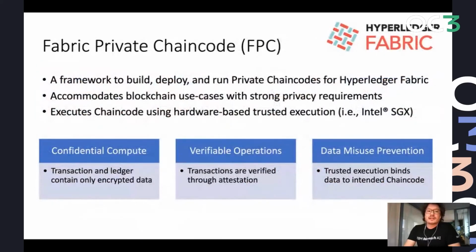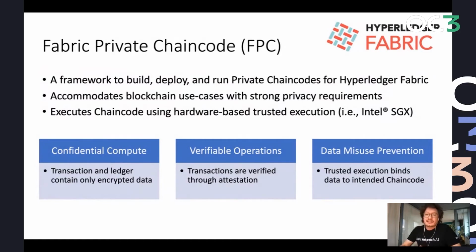So this is why I would like to talk today about Fabric Private Chaincode, which is a framework to build, deploy, and run private chaincodes on Hyperledger Fabric, which exactly addresses those strong privacy requirements as we have discussed in the previous slide. And we do that by executing our chaincode using hardware-based trusted execution technology, in particular Intel SGX.